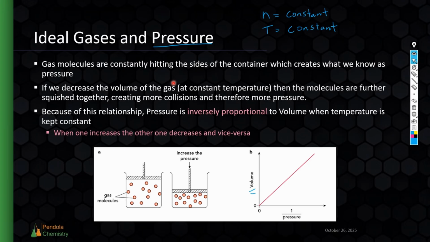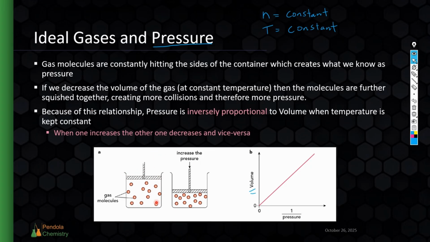Now, when we look at this, we can relate this to the kinetic molecular theory because gas molecules are constantly hitting the sides of the container. And that is what creates pressure. Like we mentioned earlier, pressure comes from the molecules hitting the sides of the container and putting force or pressure on that container. If we decrease the volume of the gas, in an ideal gas, the molecules are going to be squished closer together. So we can see that in this diagram, right?